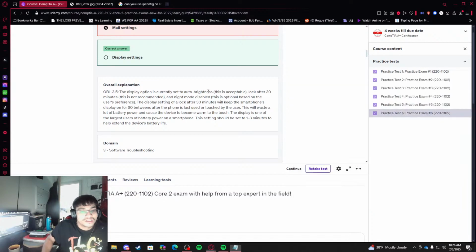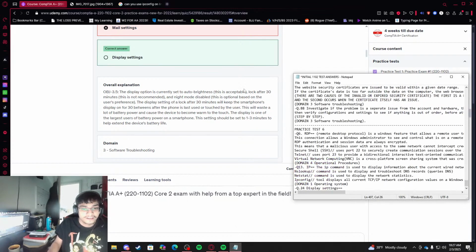The display option is currently set to auto brightness. Lock after 30 minutes. It's not recommended. Night mode is disabled. This option is based on the user preference. The display settings of a lock after 30 minutes will keep the smartphone display on for 30 minutes after the phone is last used or touched by the user. This will waste a lot of battery power and cause the device to become warm to the touch. The display is one of the largest users of battery power on a smartphone. This setting should be set to 1 minute to 3 to help extend the device's battery life. Okay.